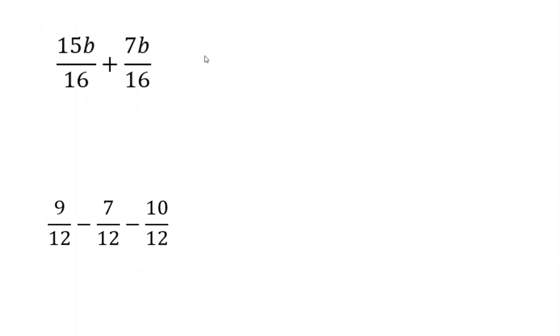Okay, let's just do a couple more examples. Hit pause and try these on your own. The denominators are the same. We add the numerators or subtract as whatever it tells us. So 15b plus 7b is 22b.